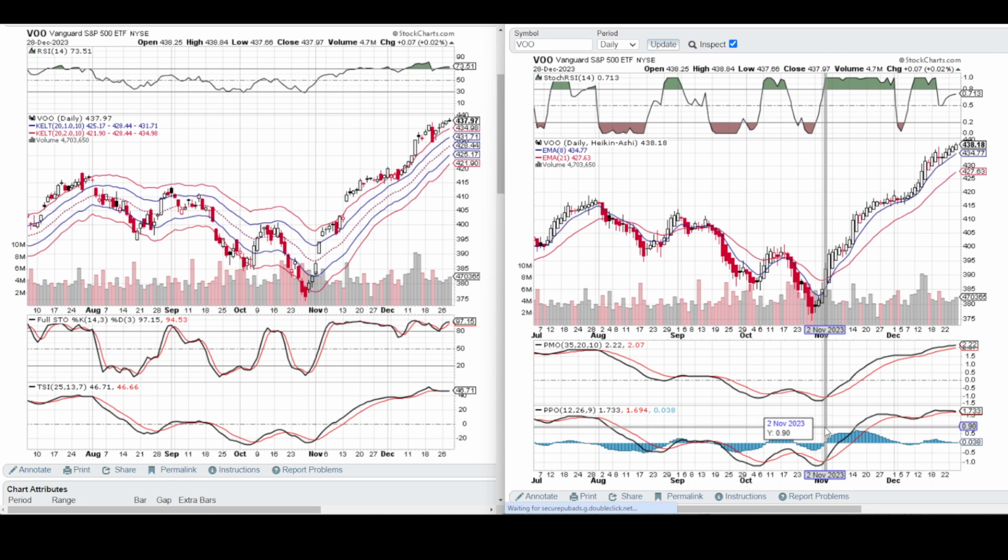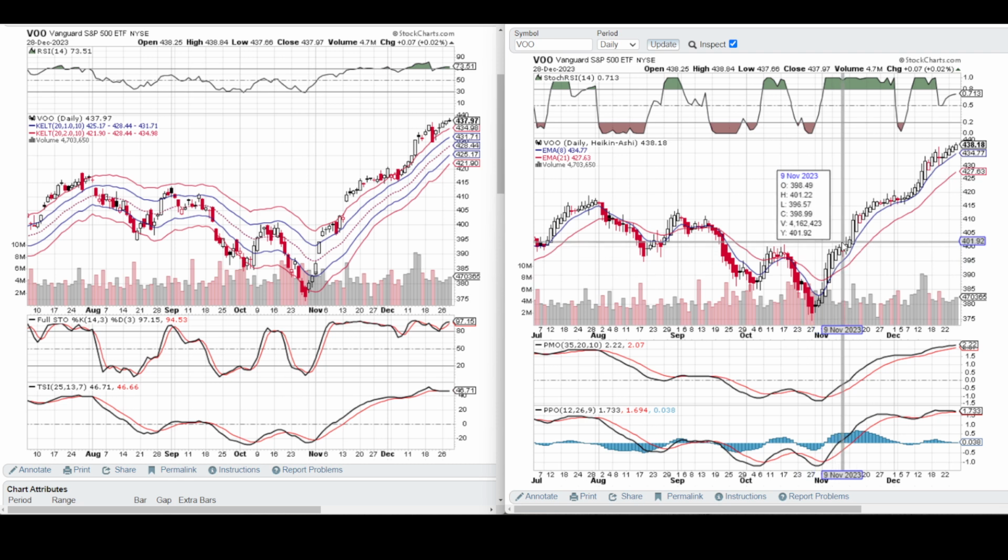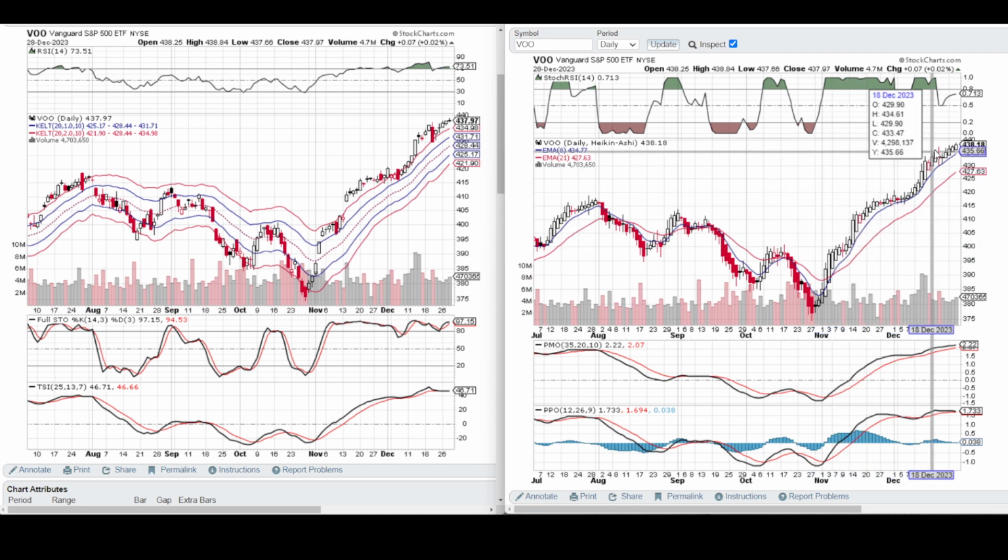And then we saw down here the black line crossing over the red on the PMO. That occurred on November 2nd. Okay, so a little bit delayed, and then the same between November 1st and November 2nd on the PPO. You saw the same thing. So you had a lot of indicators telling you that the price action was probably going to be positive from that point, and then it continued upwards, and it's still going right now.